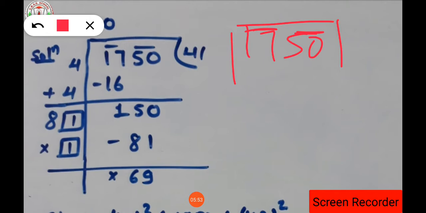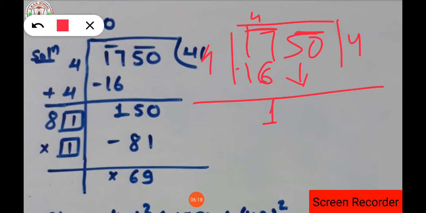So 3 3s is 9, 2 2s is 4, 4 4s is 16, 5 5s is 25. 25 is a greater number, isn't it? So we are not going to take 5 here. We are going to take 16, that is 4 4s. So 4 we will write in the quotient. 4 4s is 16. Now 17 will be subtracted with 16. So we will get remainder as 1.